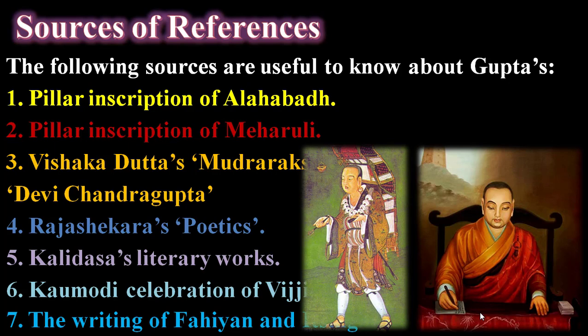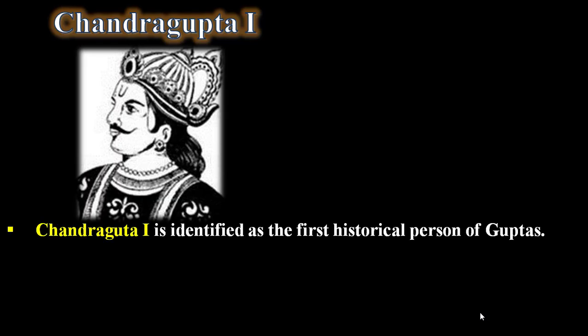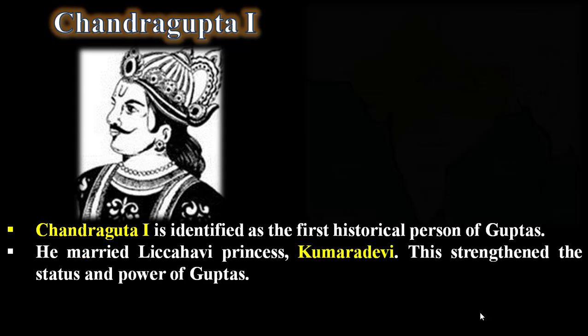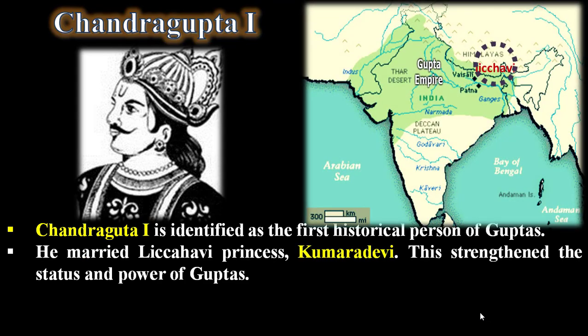Let's get more information about the Guptas, the political history. Among the kings who played a major role in making the Guptas politically very strong, Chandragupta I is identified as the first historical person of the Guptas. He married the Lichchhavi princess Kumaradevi.